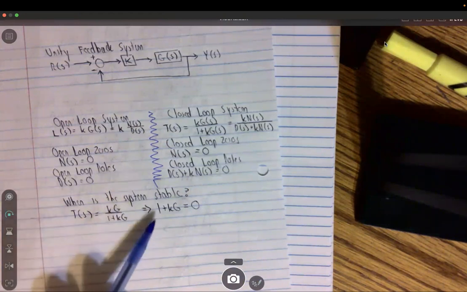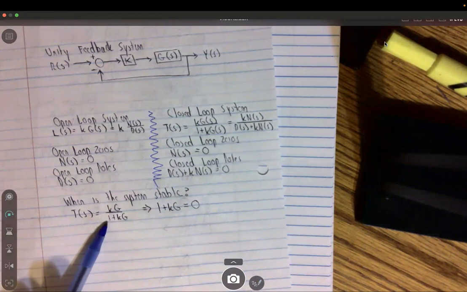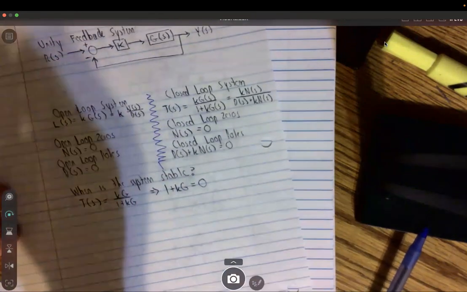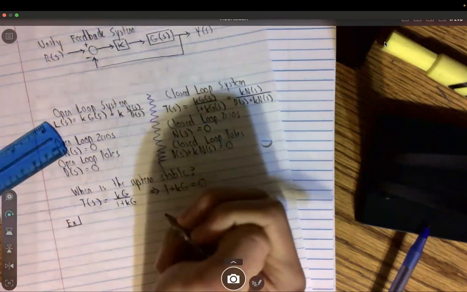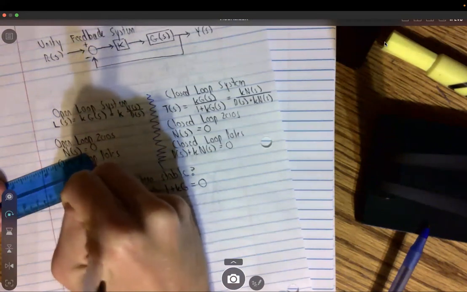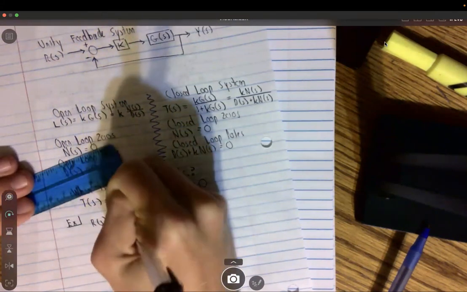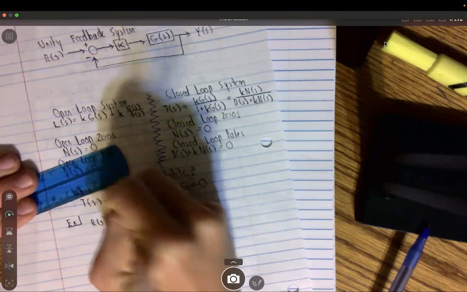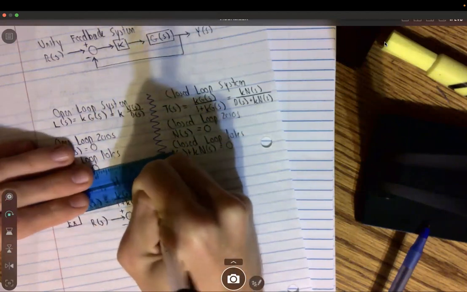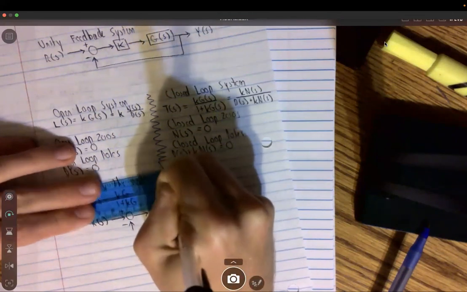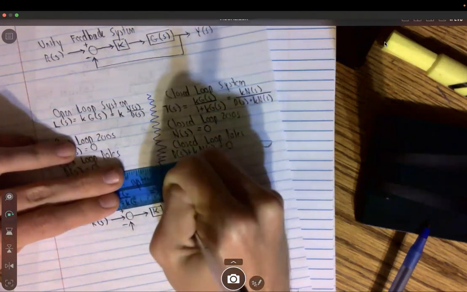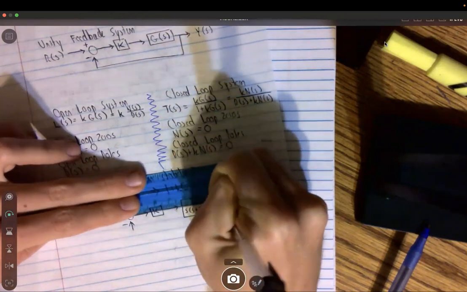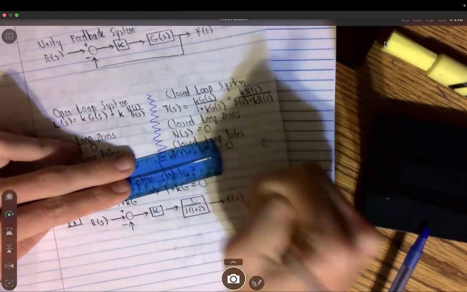And so that's why we oftentimes look at the transfer function of the closed loop system and set the denominator equal to 0. For an example here, we're going to have a unity feedback system. We'll have an input to this unity feedback system, and then it goes through a gain factor k. Then we have 1 over s times s plus 2, and then our output c of s.